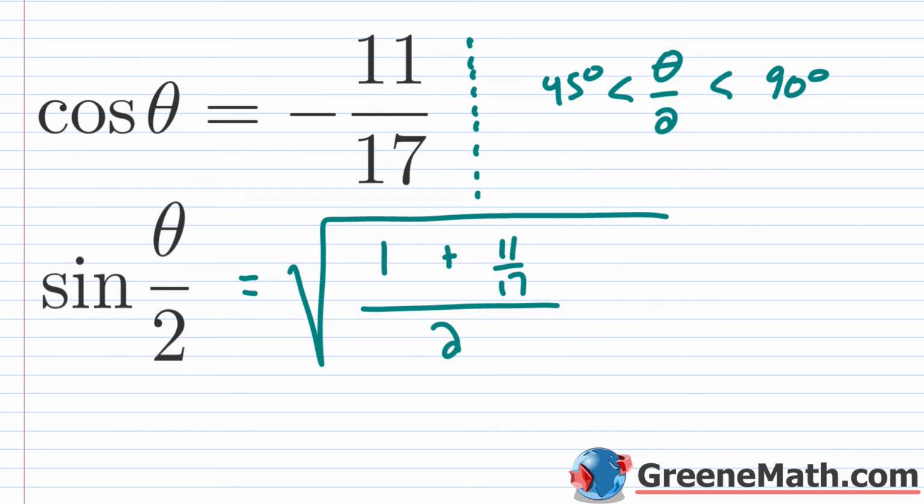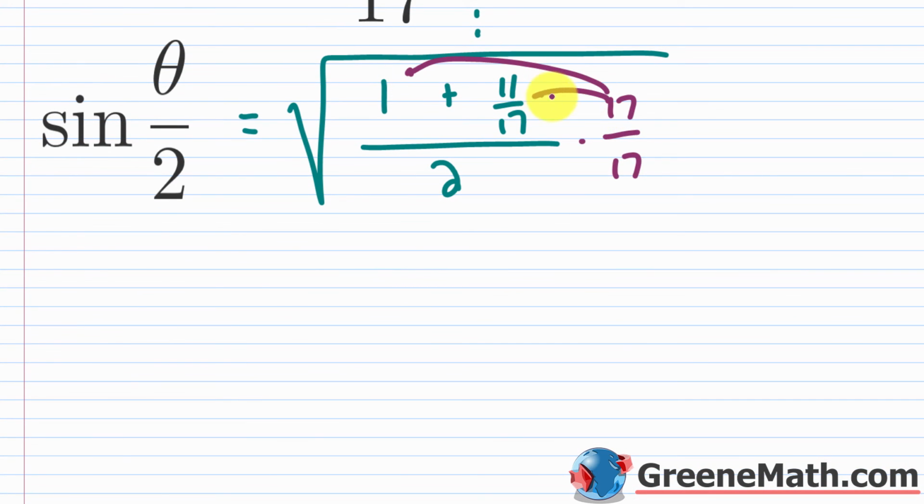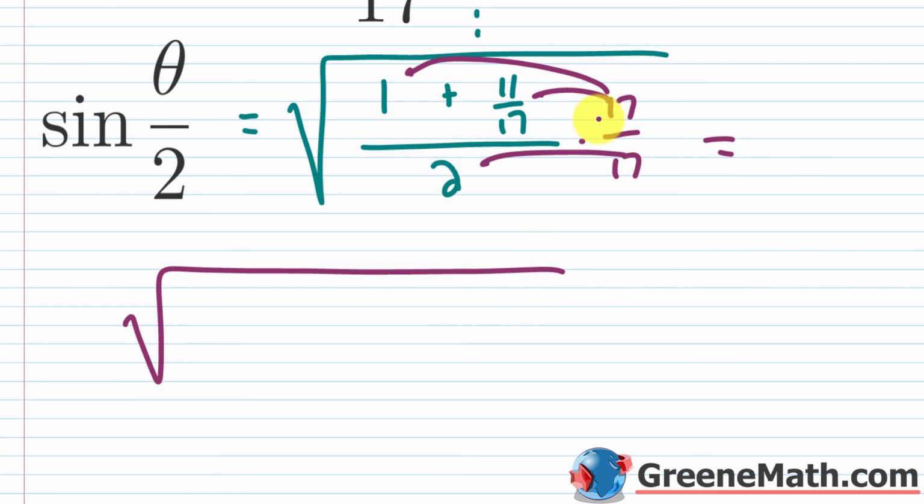So I'm just going to multiply this by 17 over 17. So distribute this like this. And we'll say that this is the square root of 17 times 1 is 17. And then plus 11 over 17 times 17 would just be 11. So 17 plus 11 is going to be 28. And this is over 2 times 17, which is 34. Now, 28 divided by 2 would be 14. And then 34 divided by 2 would be 17. So this gives me the square root of 14 over the square root of 17.